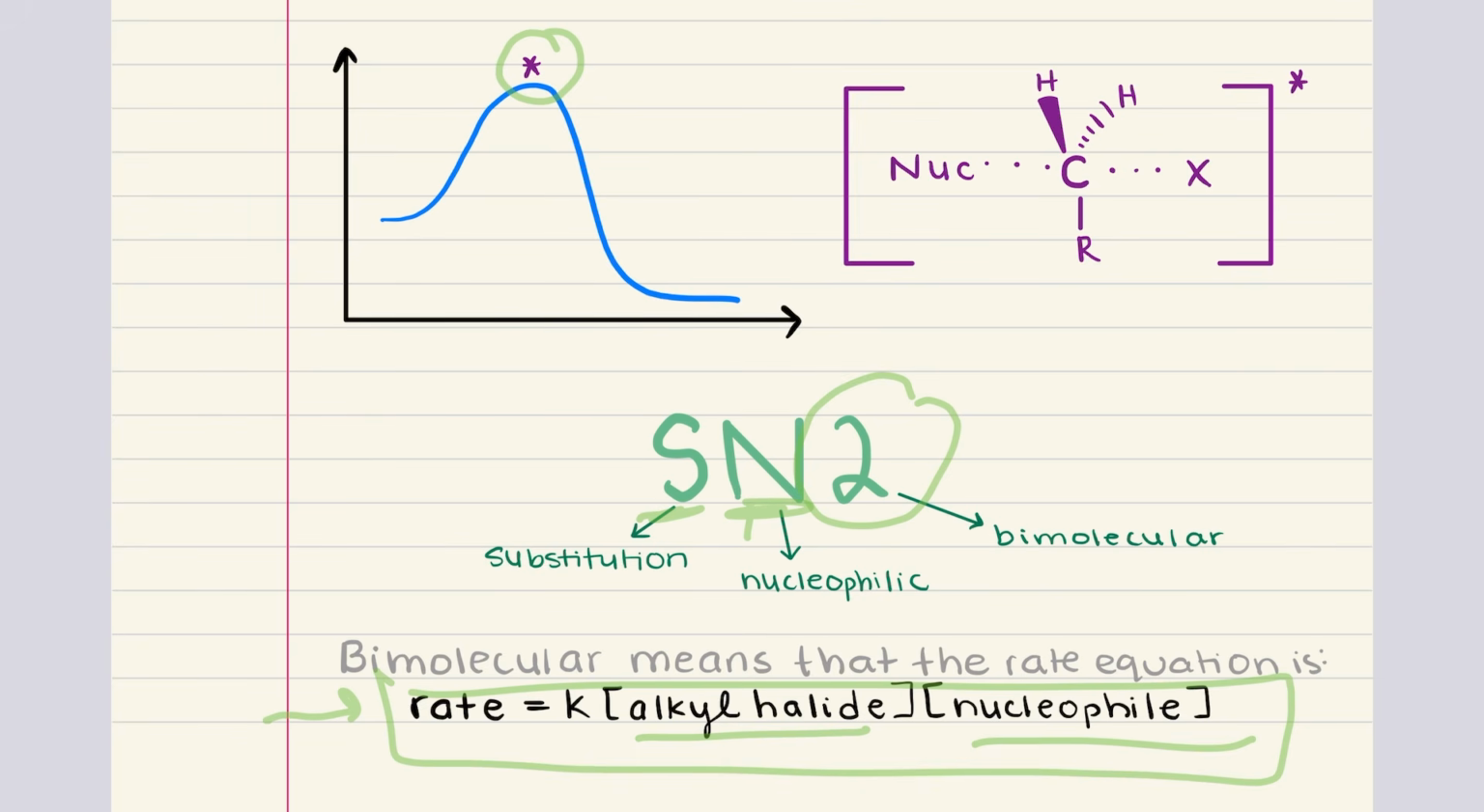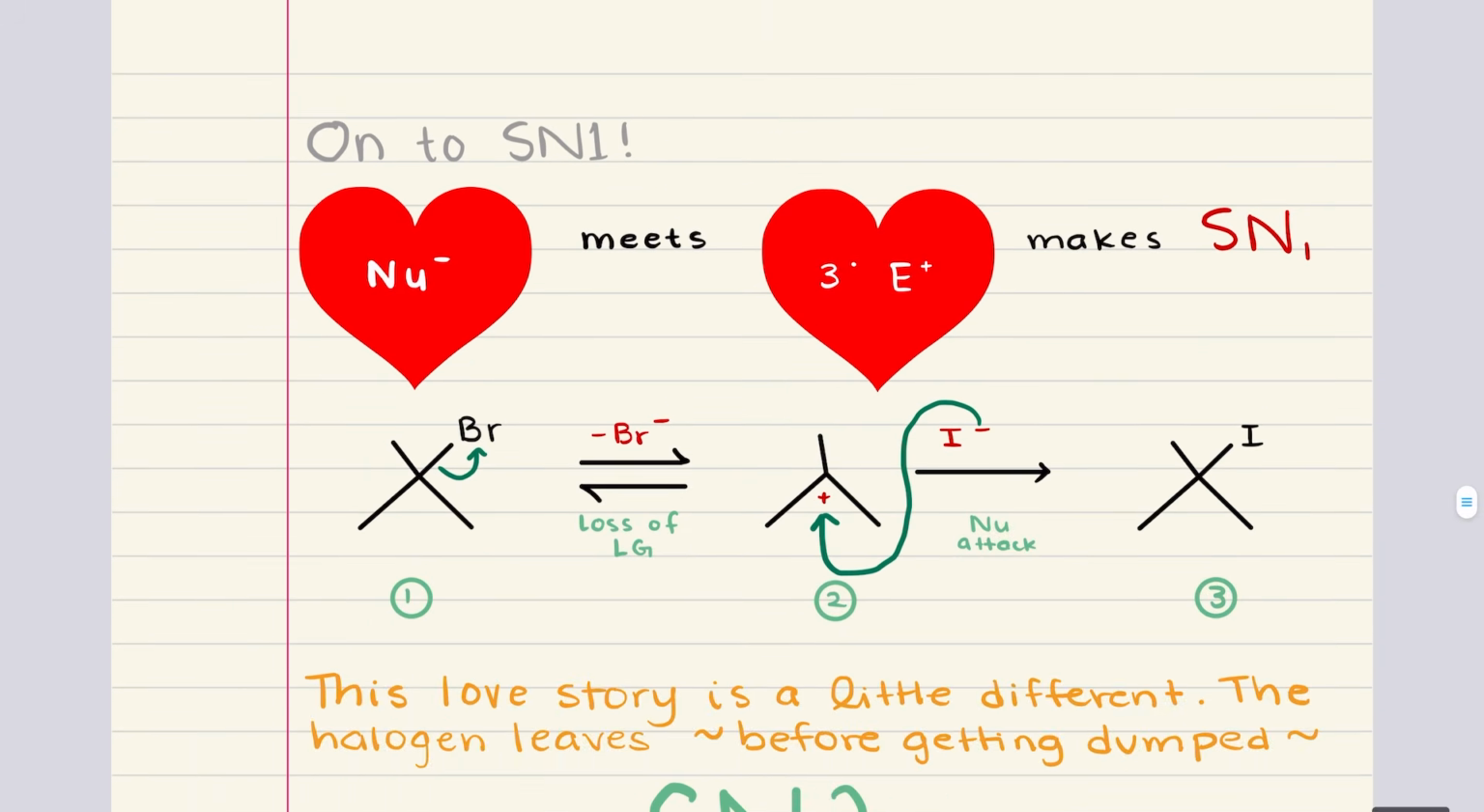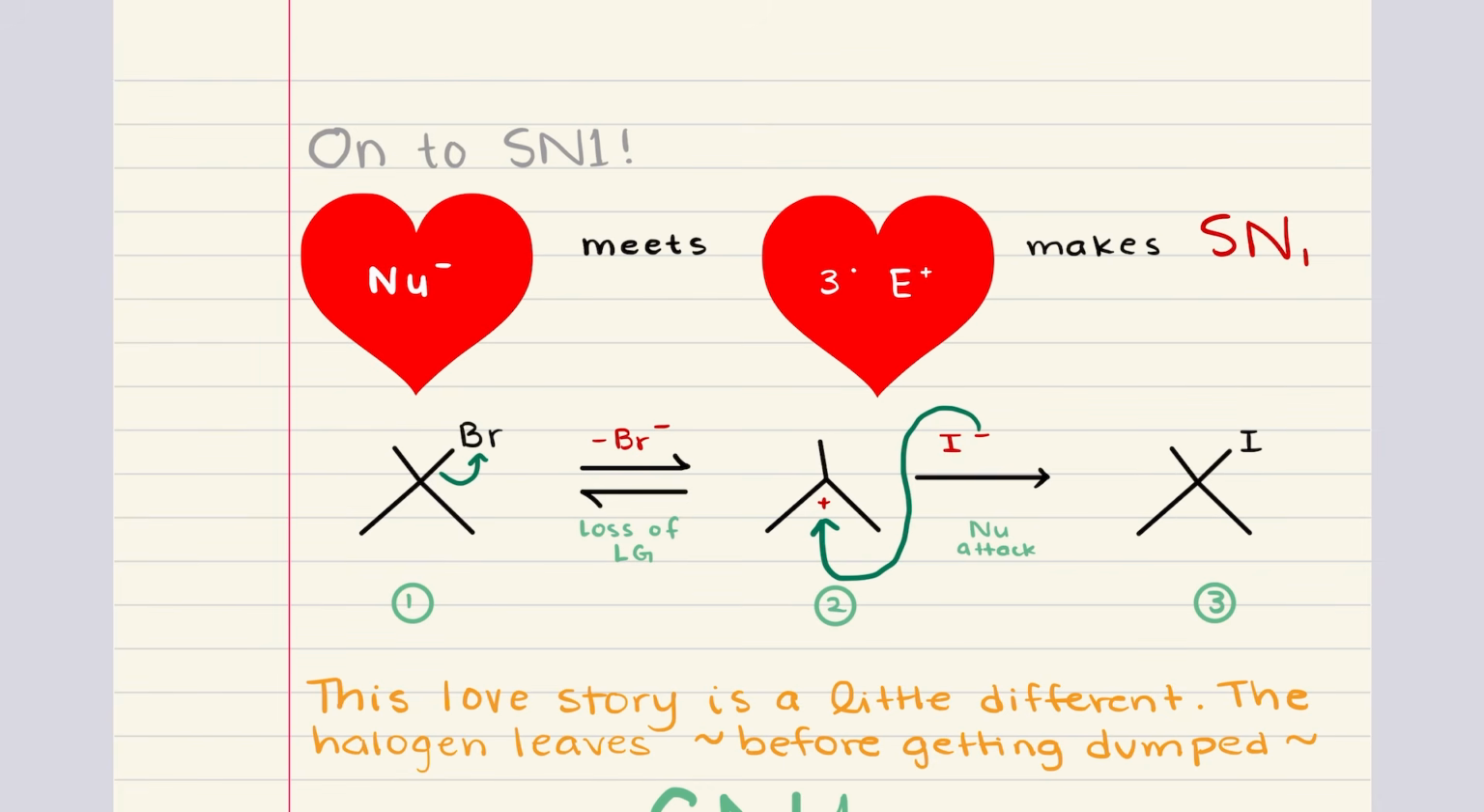Now that we've told the story of SN2, let's move on to SN1. While SN2 was a direct substitution with a backside attack, SN1 takes a more stepwise approach. Think of it as a love story where the halogen leaves first and only later does the nucleophile come in to take its place.